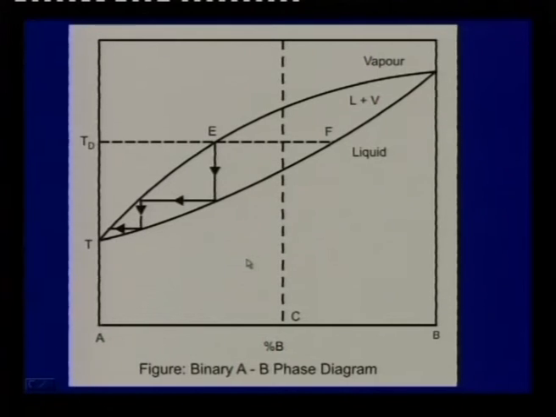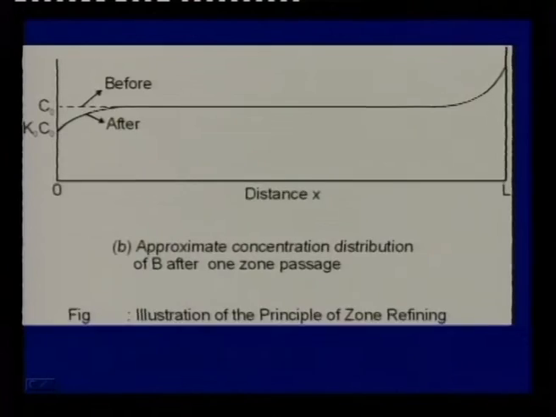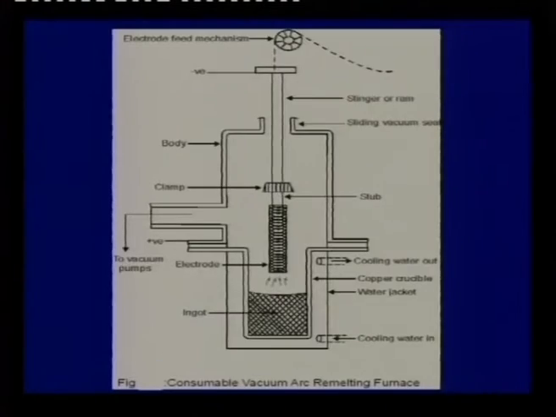We have talked about vapor liquid equilibrium, we have talked about zone refining. I have talked about these things in a very cursory manner, because they are given in books, arc melting, electron beam melting, electroslag refining. These things one has to read up.